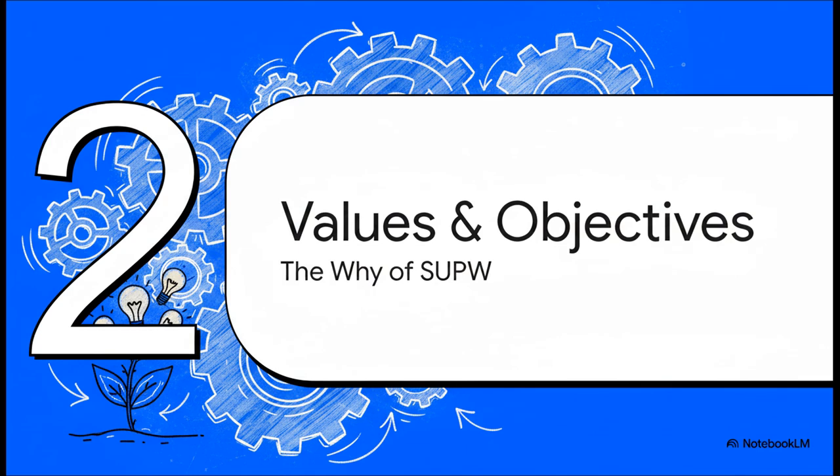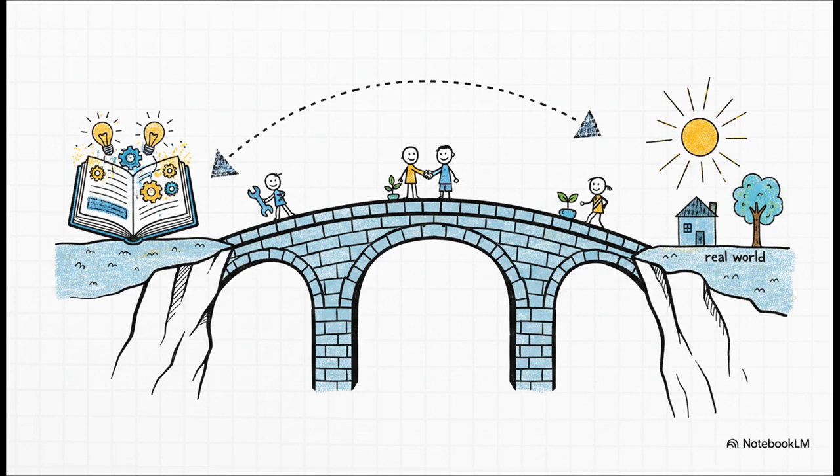Which brings us to Section 2, Core Values and Objectives. Why are we actually teaching this? Well, our core objectives in this area are pretty clear. We want to develop that dignity of labor we just talked about and actively encourage social service. We need to develop tangible work skills and promote self-reliance so our students can literally stand on their own 2 feet. We're aiming to build cooperation and responsibility, and the ultimate goal, connecting education with real life.